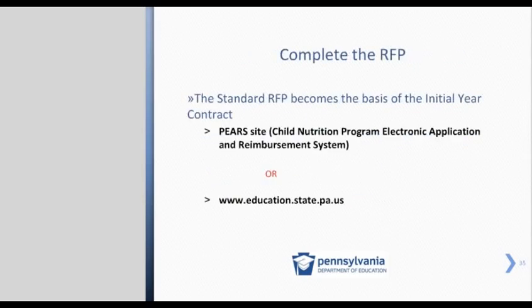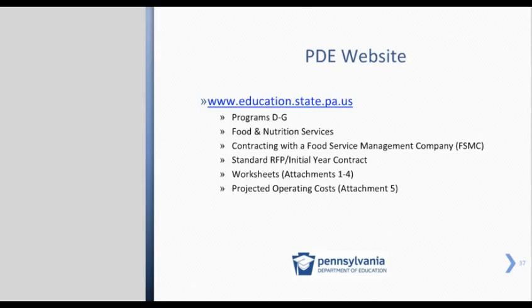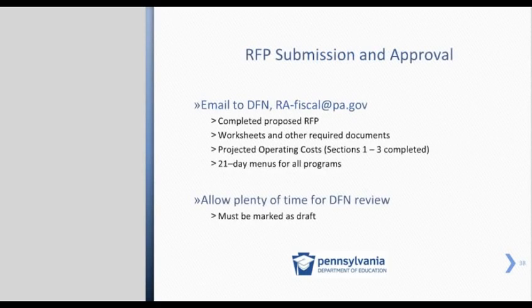The standard RFP is the basis for the contract. It is available on the PAIR's form download or the Division of Food and Nutrition website. This slide is instructions on how to obtain it from PAIR's if you have PAIR's access. And the next slide is how to locate it on the Division of Food and Nutrition's Department of Education's website. The Division of Food and Nutrition recommends having us review the RFP before it is published in order to avoid any problems down the road. However, it is not required that we review RFPs.